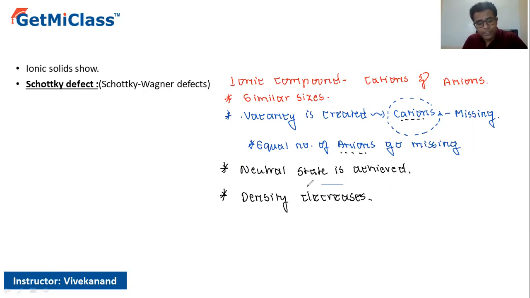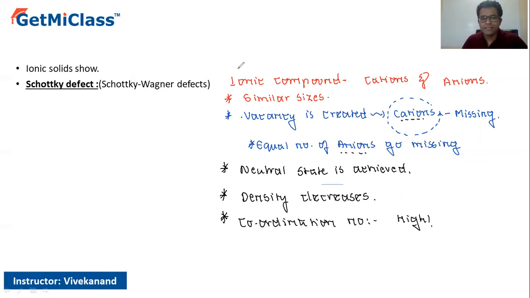The next important point we need to observe is with respect to the coordination number. The coordination number in these particular compounds is quite high. So these are the key points for our Schottky defect.